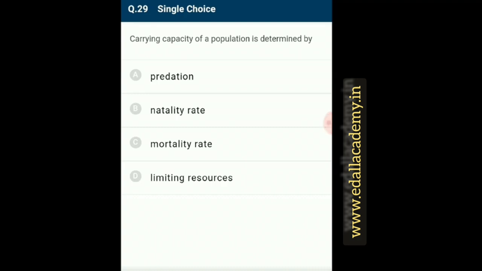Natality rate is the number of newborns per thousand in a particular area for a given time, that is called birth rate. Mortality is the death rate, where it is measured as number of deaths per thousand in a particular area for a given time. Predation is the population interaction between the predators and prey. So the answer for this question is option D, limiting resources.